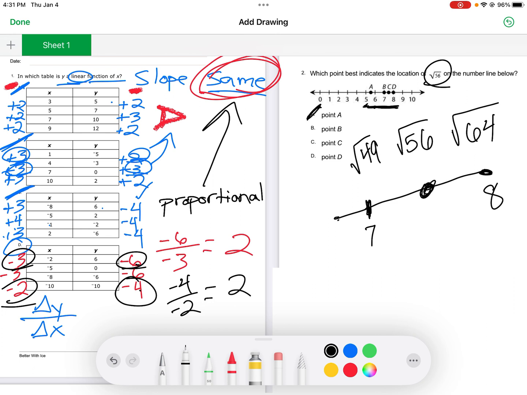Well, A's way out there. Point B is on the line for 7, so that's not correct. And point D is on the line for 8, so that's not going to work either. The answer here would be point C.